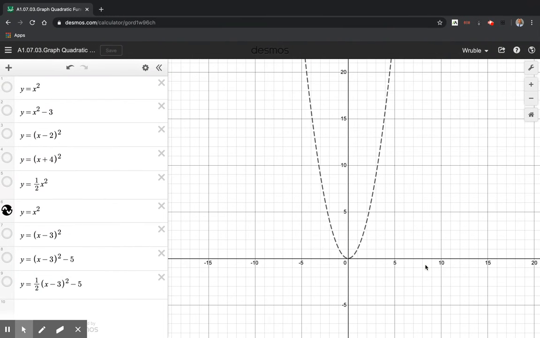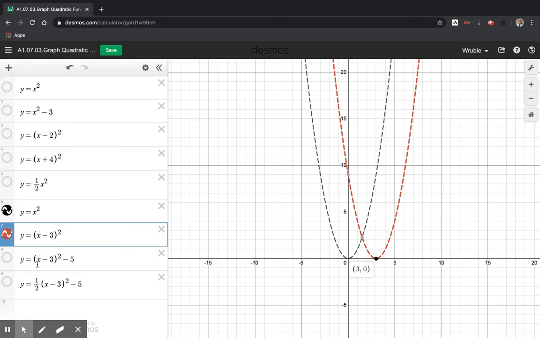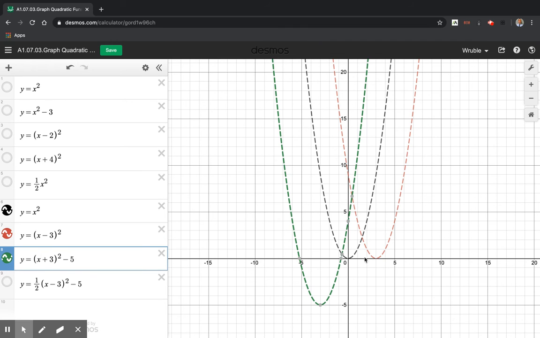And we can take a look at the graph. Here we have the parent function, and we can see that the vertex is 0, 0. When we turn on the next function, y equals x minus 3 quantity squared, we see that the graph shifts to the right 3, and we notice that the vertex there is 3, 0. Then if we click on the next one, I actually have to change this to a plus sign. Click on the next one, and the vertex shifted to the left 3, and then down 5, -3, -5.